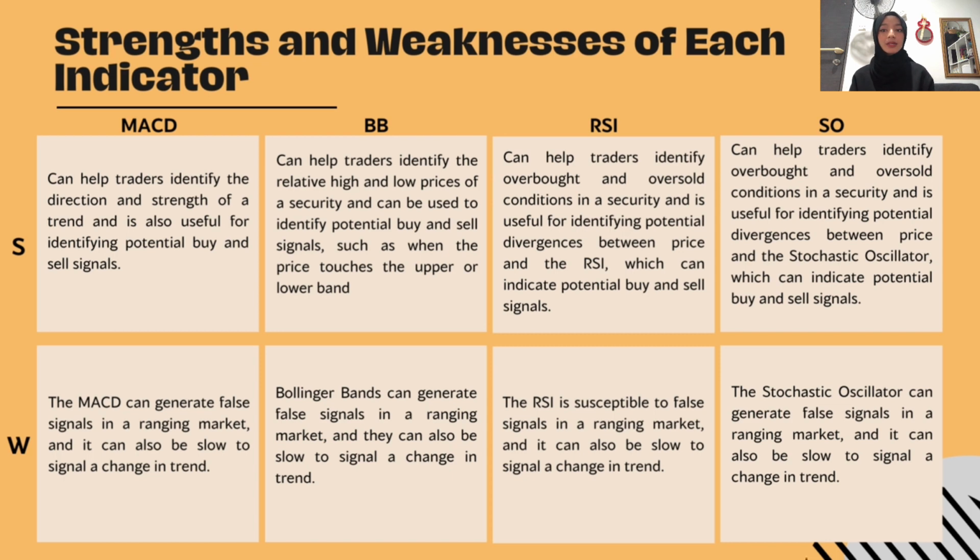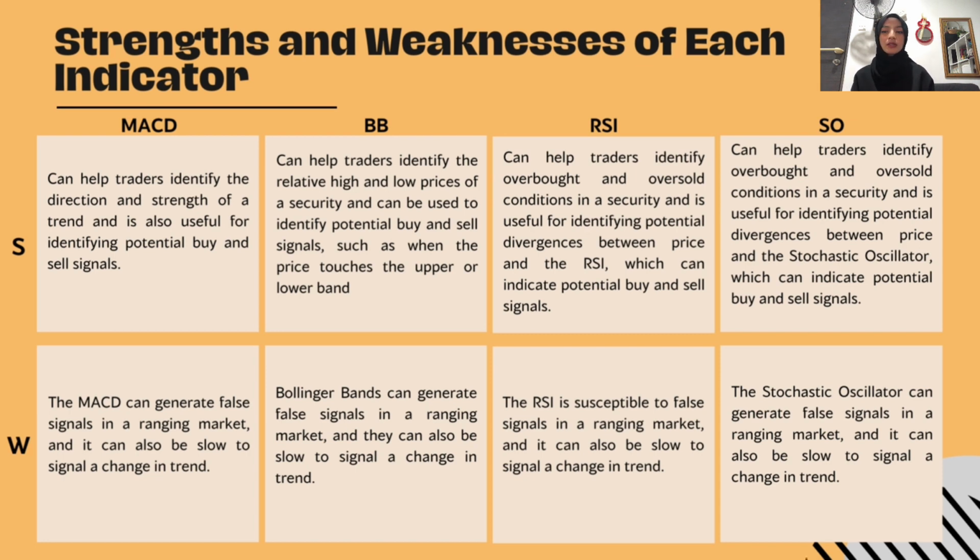RSI can help traders identify overbought or oversold conditions in a security and is useful for identifying potential divergences between price and the RSI, which can indicate potential buy and sell signals. However, the weakness of RSI is that it is susceptible to false signals in a ranging market, and it can also be slow to signal a change in trend.